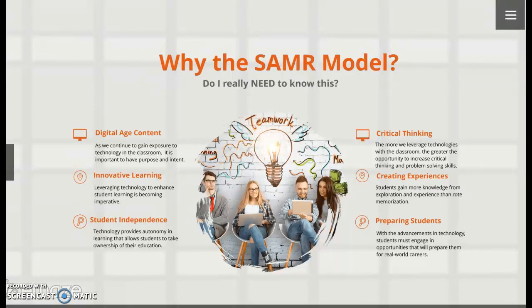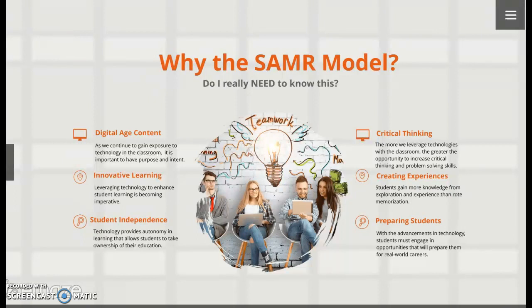Moving on, we're looking at some of those 21st century skills as well, where we're considering critical thinking. So the more that we're leveraging these technologies within the classroom, the greater the opportunity we have to increase critical thinking and problem-solving skills in our students, which are some of those skills that they need in order to be successful in the real world.